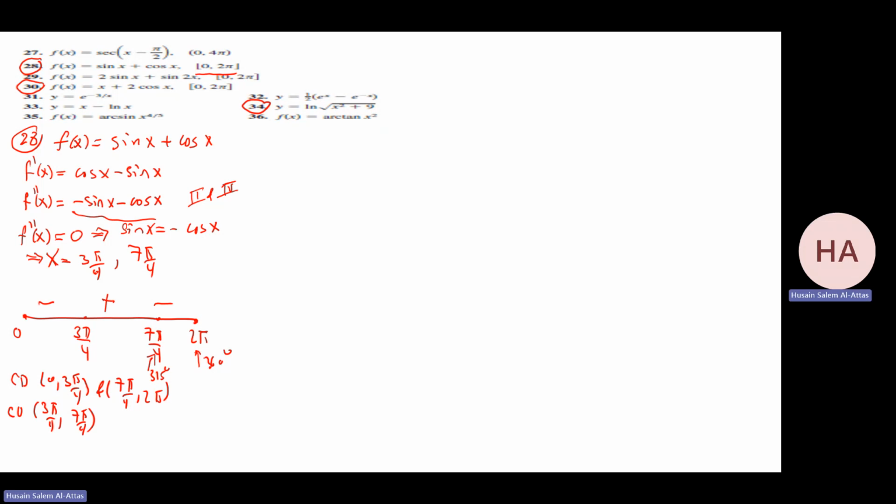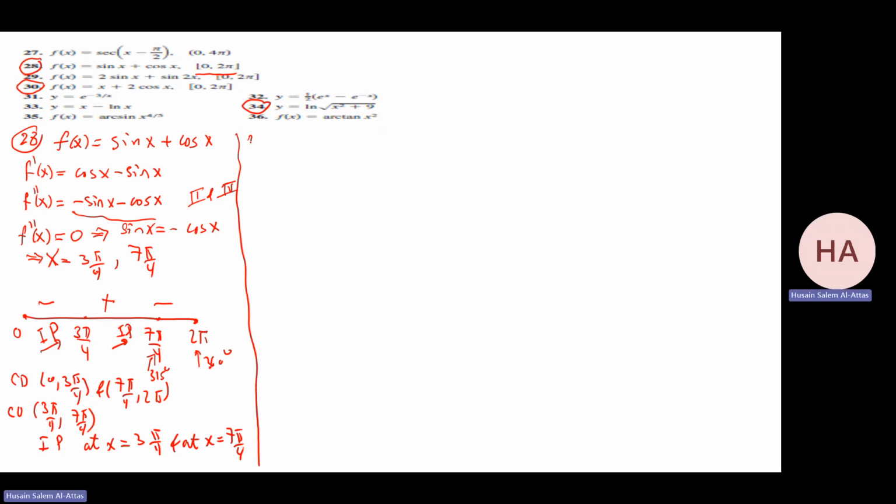Is there any point of inflection? Yes. These two are inflection points. So I have inflection points at x equals 3 pi over 4 and at x equals 7 pi over 4. Okay, let me go to the next one.